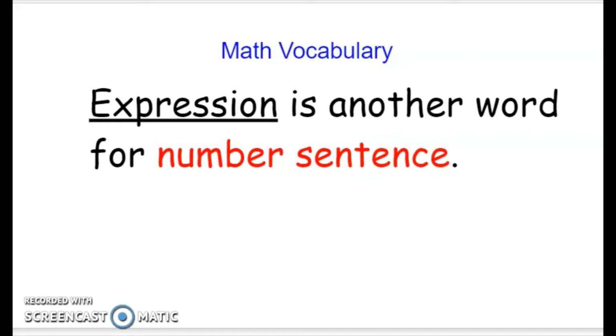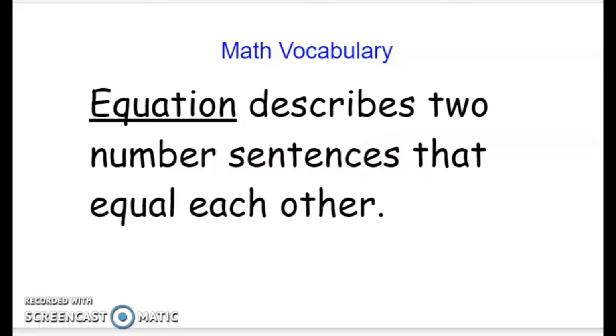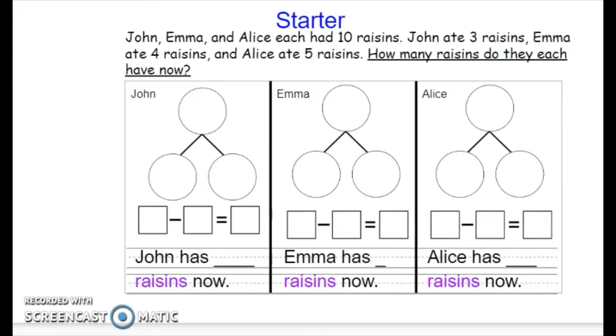Our first word is expression. Expression is another word for number sentence. Equation. Equation describes two number sentences that equal each other. Good job, my friends. Let's begin our starter problem.